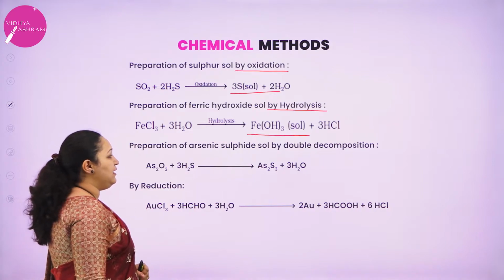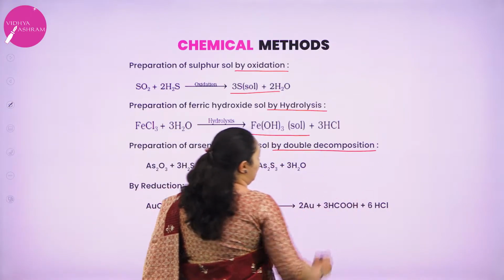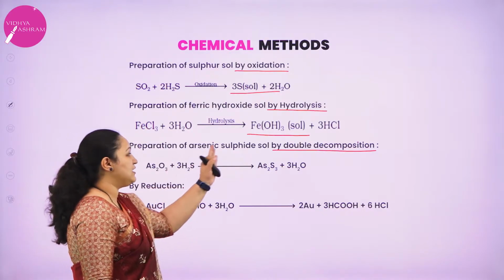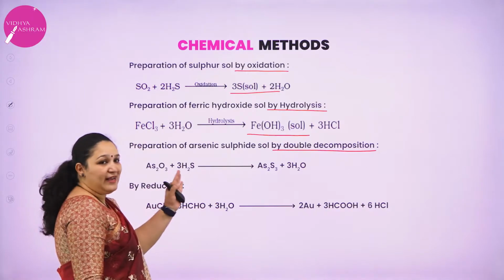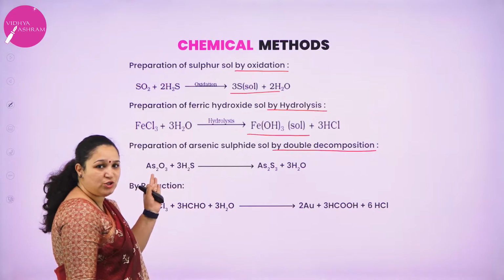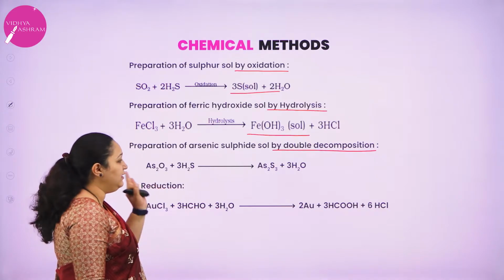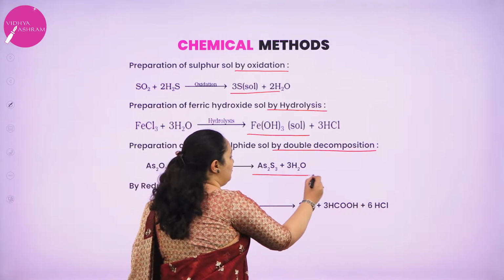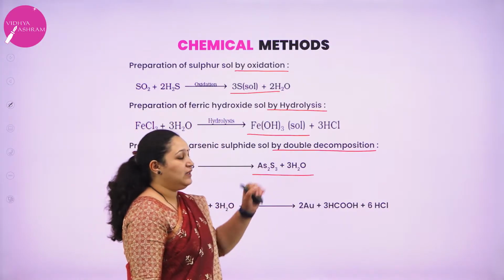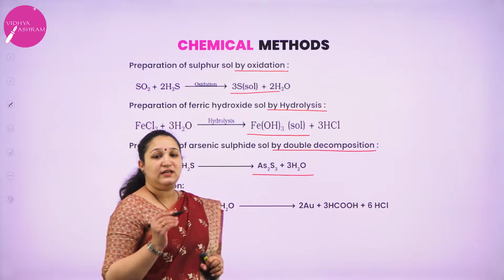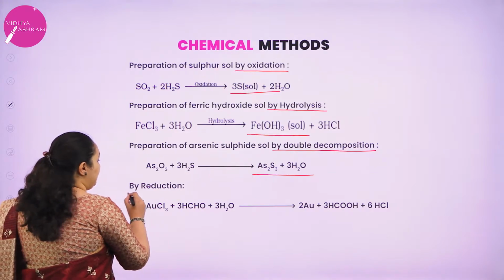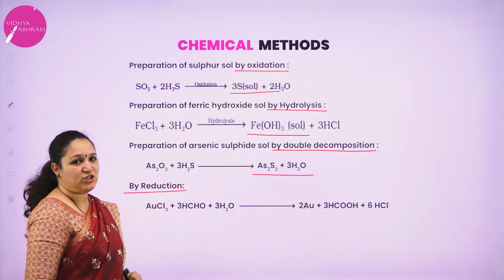The third method is by double decomposition. We have taken an example of preparation of arsenic sulfide sol. H2S is bubbled through cold solution of arsenic oxide to give arsenic sulfide sol. The reaction which happens here is decomposition. We call it double decomposition. Last method is by reduction.